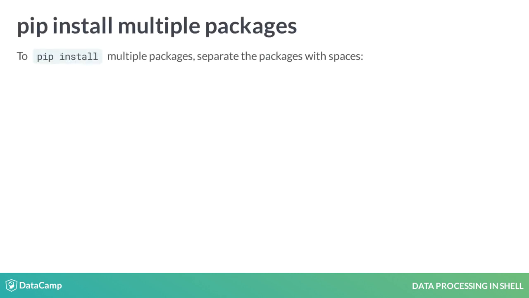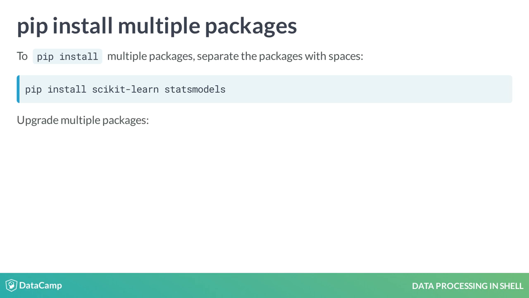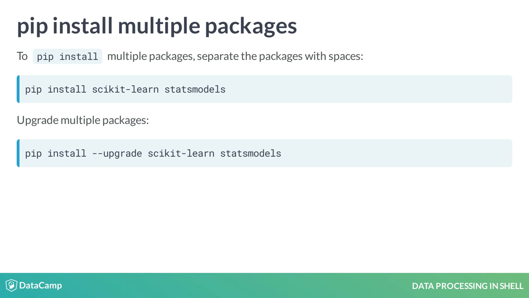To pip install more than one Python package, the packages can be listed in line with the same pip install command as long as they are separated by spaces. Here, we're installing both Scikit-Learn and statsmodels in one go. We can also upgrade multiple packages in one command.